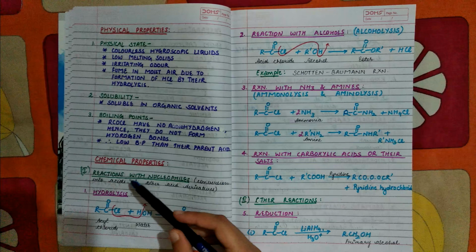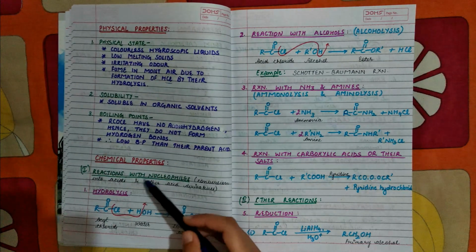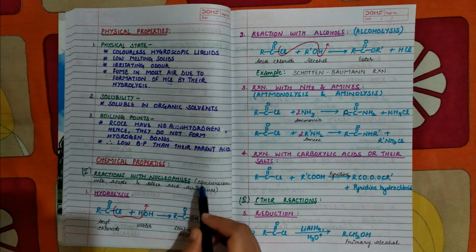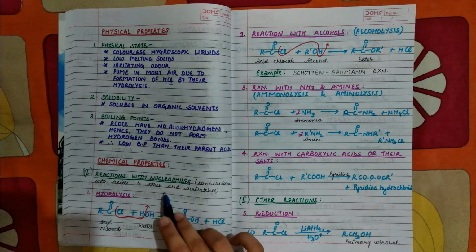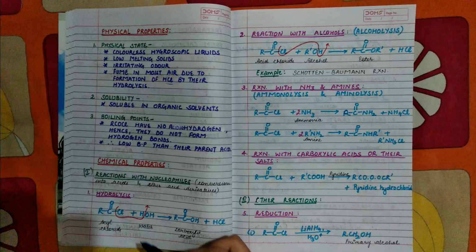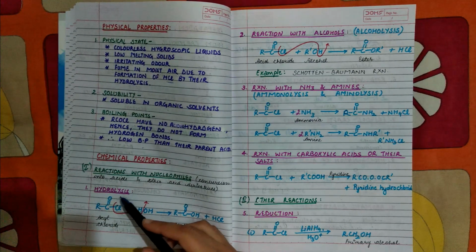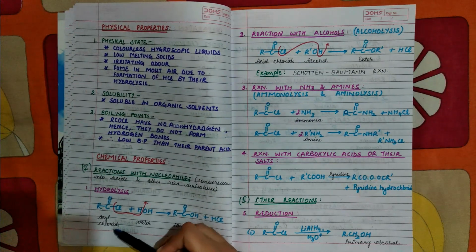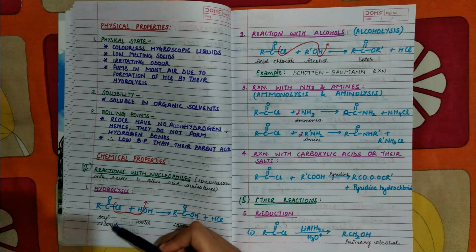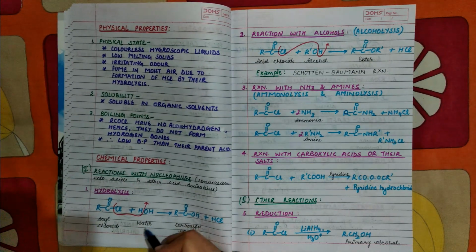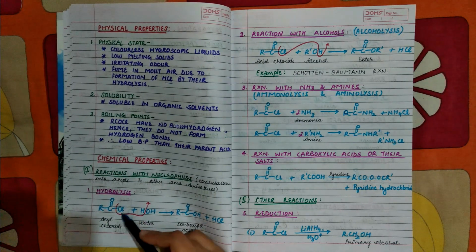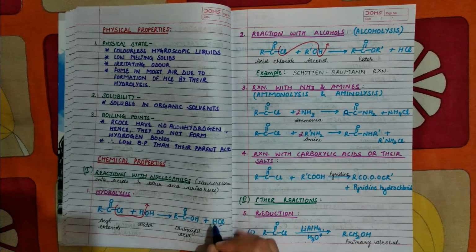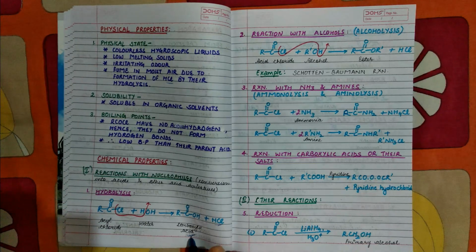Now we have chemical properties. Firstly, the reactions with nucleophiles. In this, conversion into acids and other acid derivatives takes place. First is hydrolysis. When acyl chloride, or acid chloride, one and the same thing, is reacted with water, HOH or H2O, HCl is removed and we get carboxylic acid.